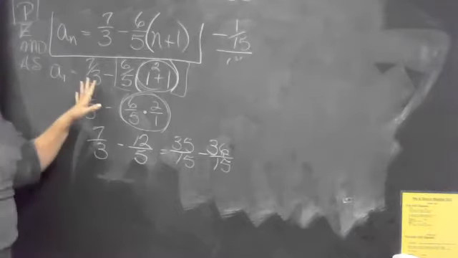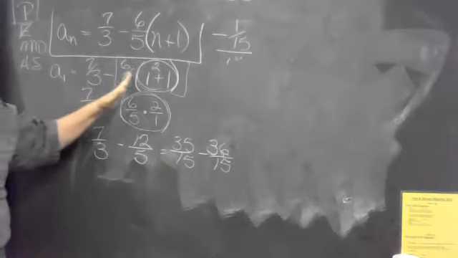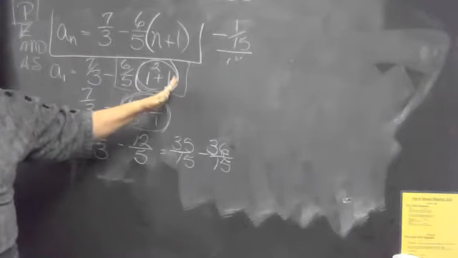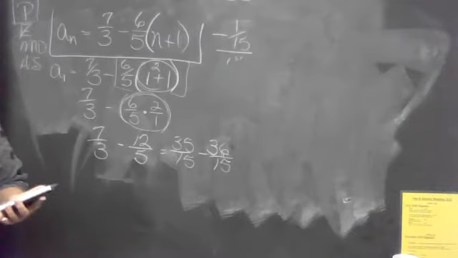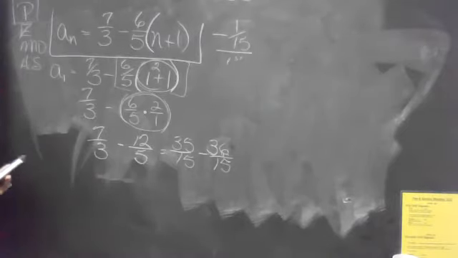You should be able, if you're using a calculator, to do this whole thing in the calculator. Put it all in there. Were you able to do that, Mary? Put the whole thing in there? No? Let me see if it works. So I have 7/3, scoot over, minus 6/5, scoot over, parentheses, 1 plus 1, close parentheses. I was able to do that in the calculator, okay?